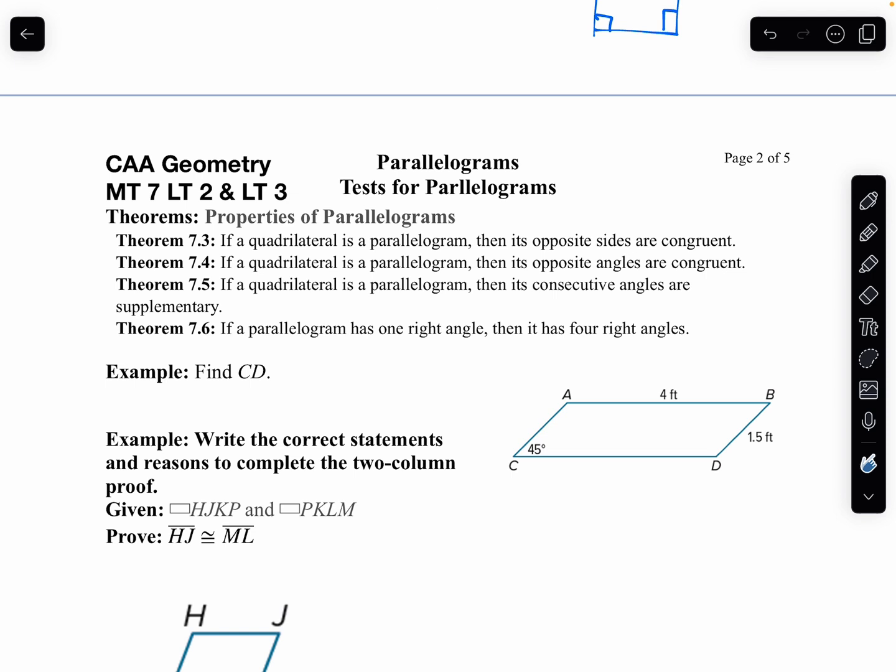Now we can apply that on our first example here. I want to find CD. Well, notice CD is going to be the same as AB because we know the opposite sides are equal. Therefore, CD is going to be 4 feet.